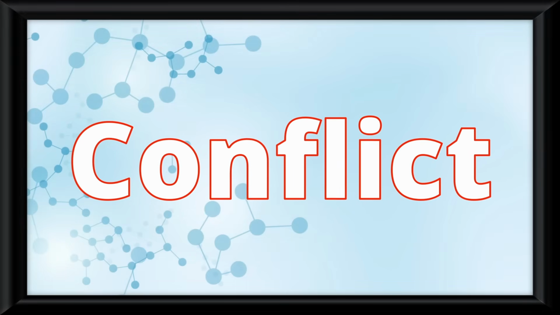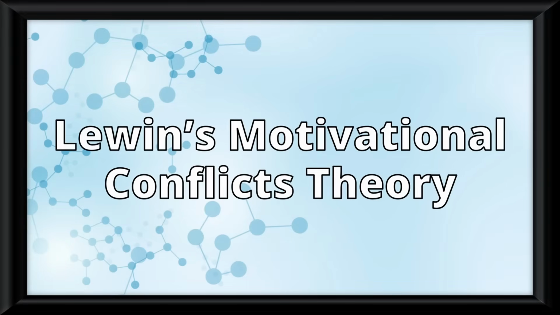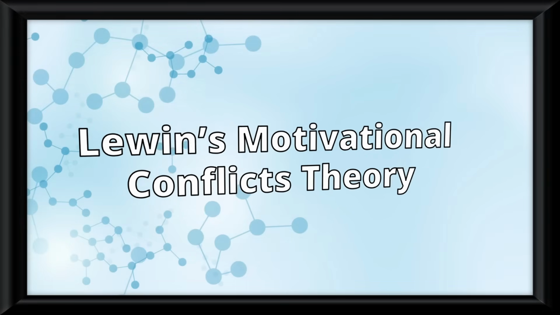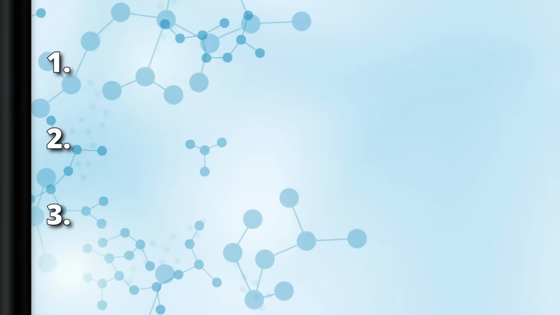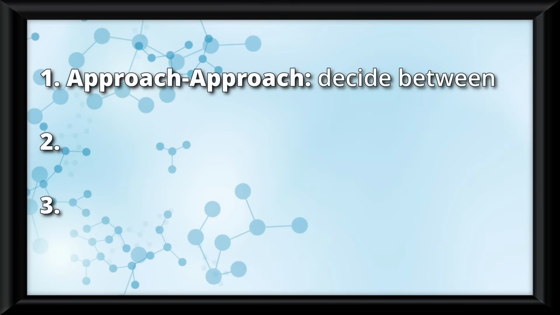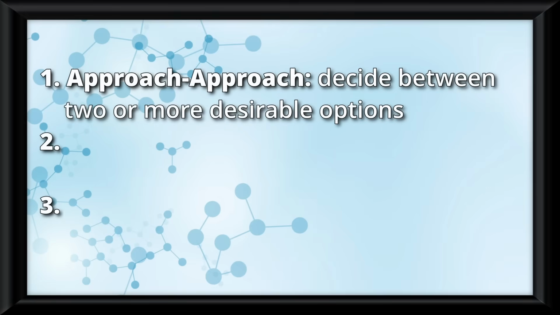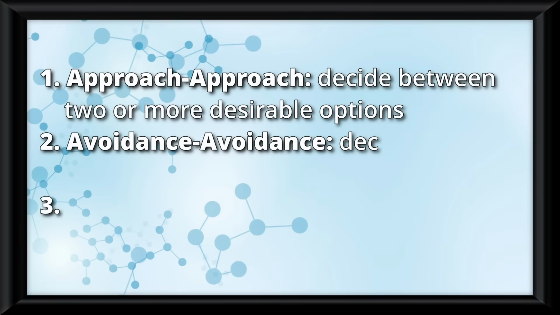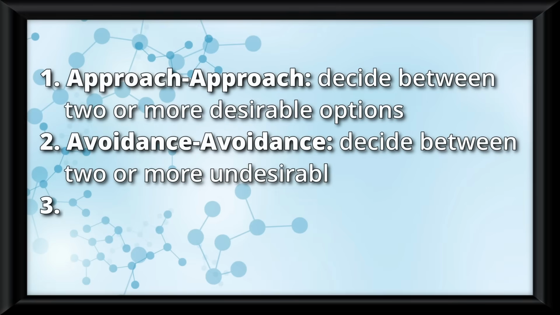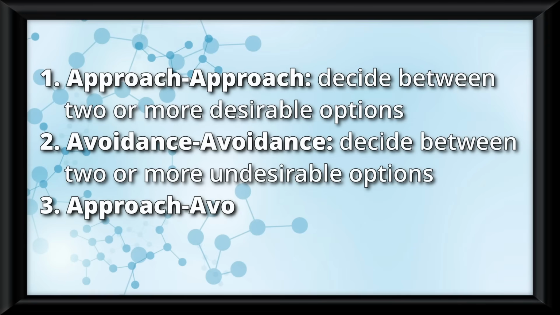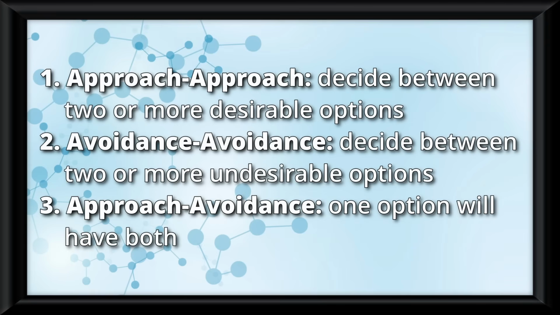However, all of this motivation does come with its conflict, and that's where Kurt Lewin's motivational conflicts theory comes in. This basically proposes that there are 3 main types of psychological motivational conflict someone will encounter while decision-making. The first is approach-approach, where you decide between 2 or more desirable options. The second is avoidance-avoidance, where you decide between 2 or more undesirable options. And the third is approach-avoidance, where one option will have both good and bad parts of it. And that's all the theories.